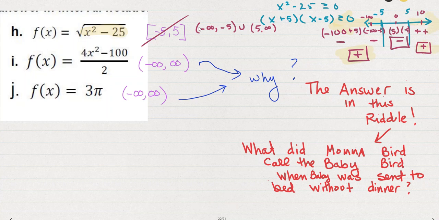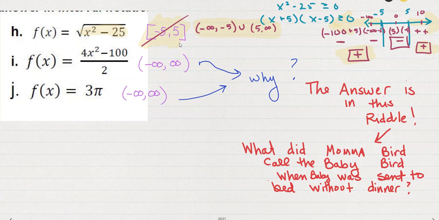I did this problem earlier, but I actually copied the problem incorrectly. I had it 25 minus x squared, but the way it's printed is x squared minus 25. So if that inside the radical was 25 minus x squared, the answer would have been negative 5 to 5, including the endpoints. But the way it's printed on your sheet, the answer should be negative infinity to negative 5 or 5 to infinity.